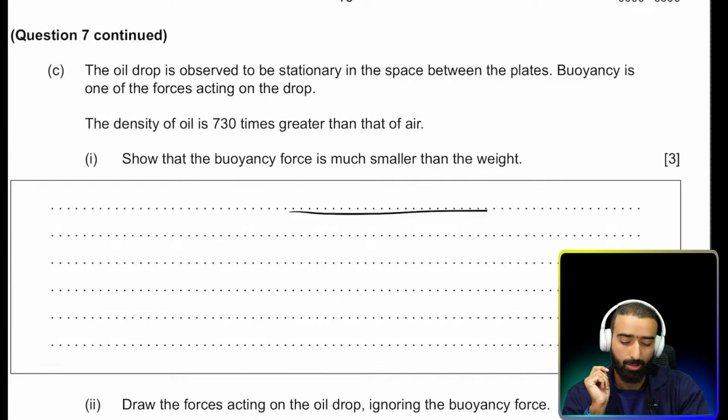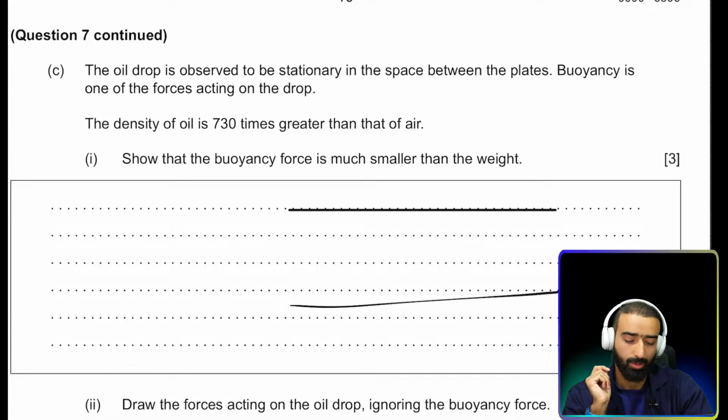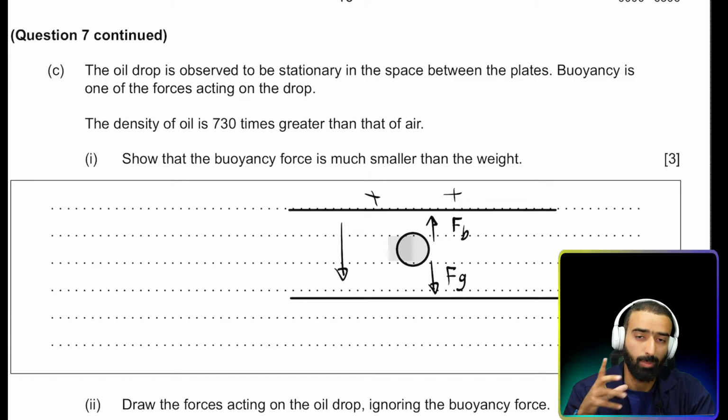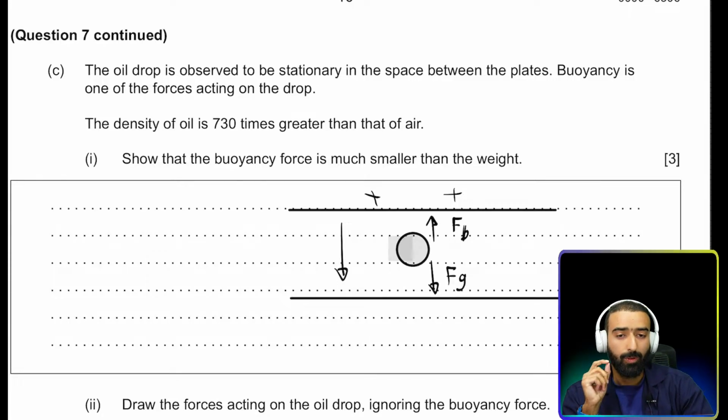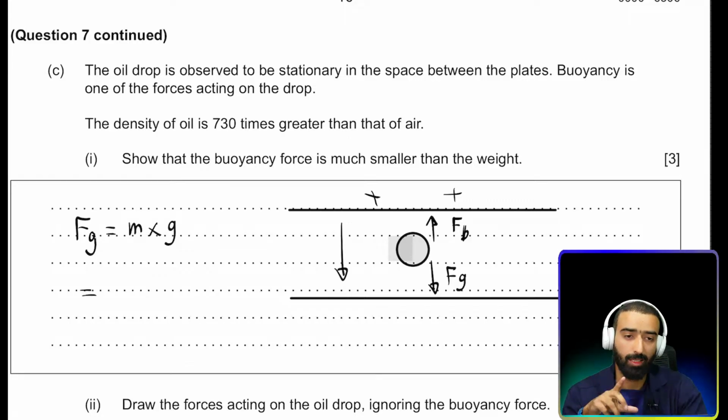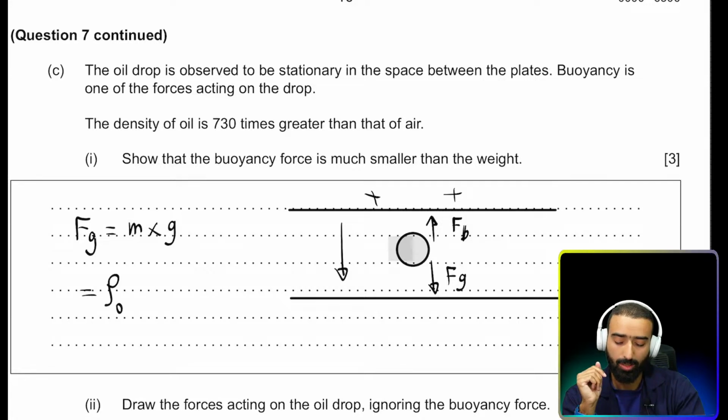So if this is our oil drop, these are the two plates, positive and negative, and this is our electric field. The oil drop has two forces acting on it: the force of gravity pulling it down and the force of buoyancy pushing it back up. How do we find the force of gravity? Force of gravity is simply mass of the object times g. We can replace mass by density of oil times its volume, times g. So this is the gravitational force.